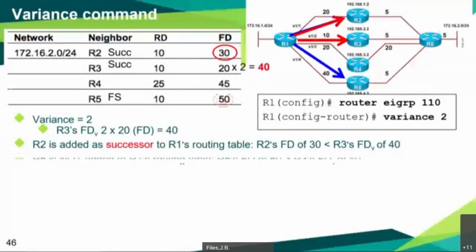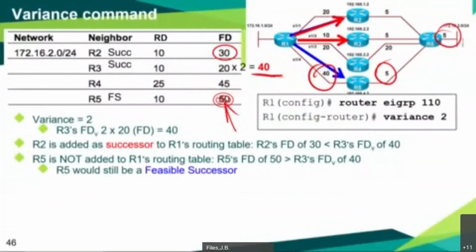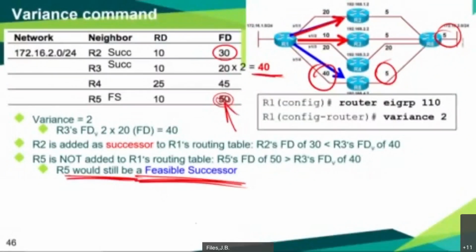R5 is not added though, because our feasible distance, 40 plus 5 plus 5, is 50, and that's more than 40. It would still be a feasible successor though. We're just not going to load balance with it.